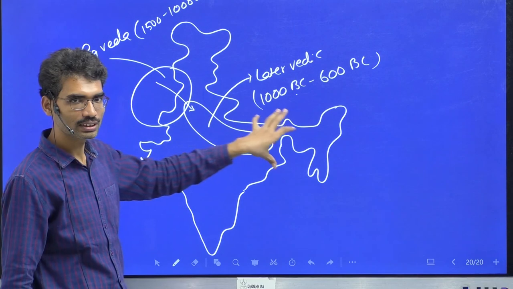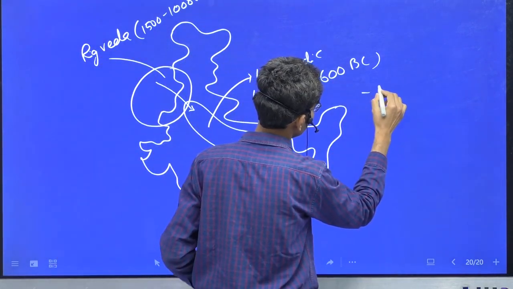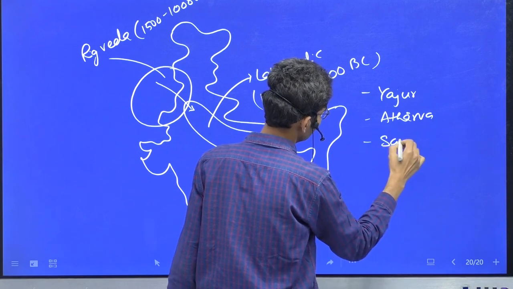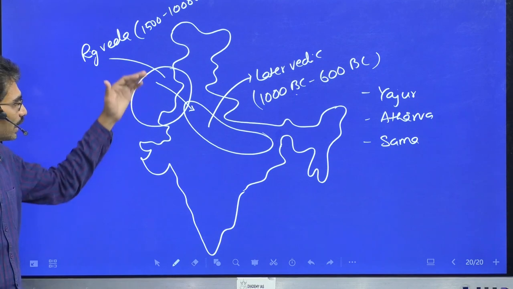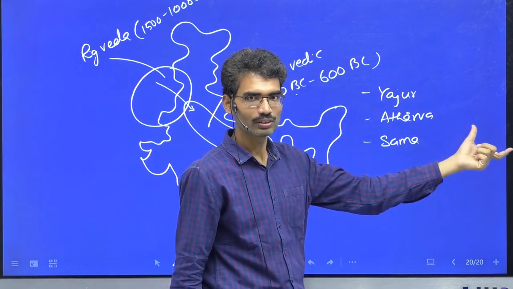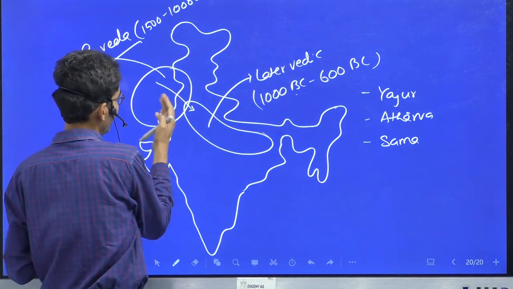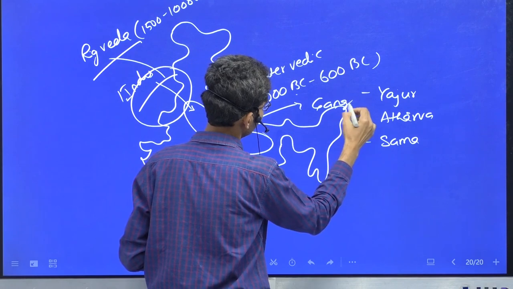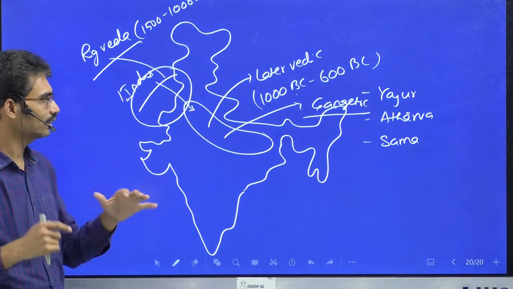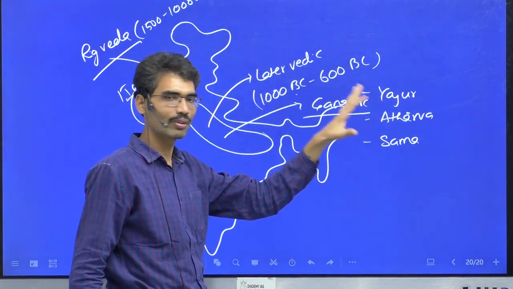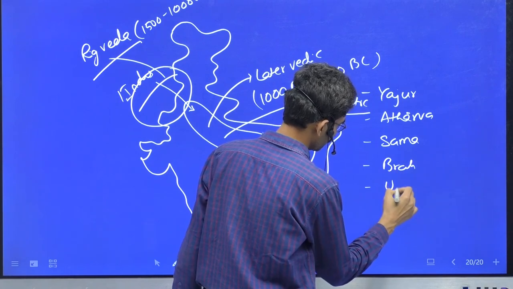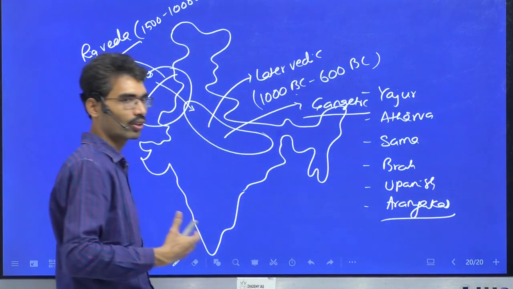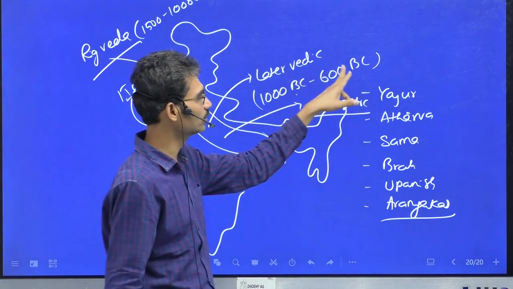By this time, we know about this information from other Vedas: Yajur Veda, Atharva Veda, Sama Veda. These people composed or compiled other Vedas also. Rig Veda was compiled near the Indus. In the Gangetic Valley, the Ganga Yamuna Valley, Yajur Veda, Atharva Veda, Sama Veda, Brahmanas, Upanishads, Aranyakas, they were all composed during this time period, 1000 BC to 600 BC.